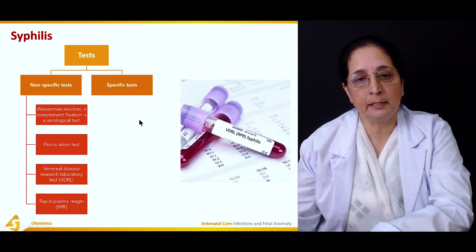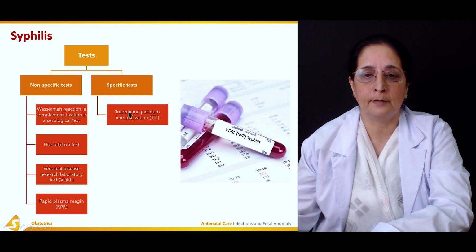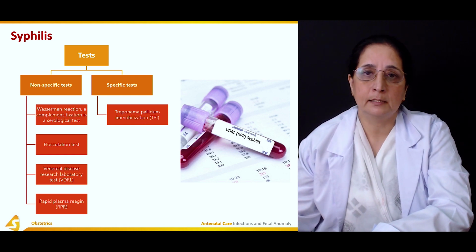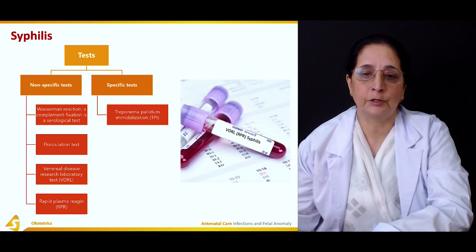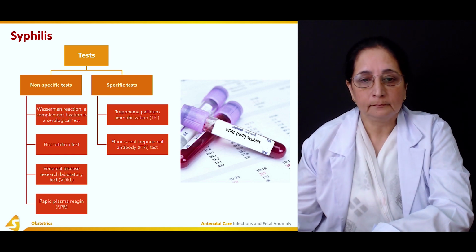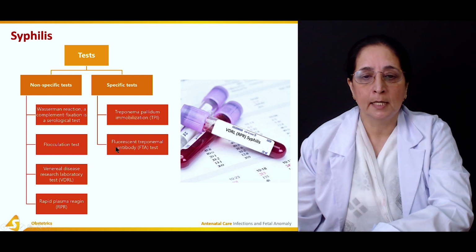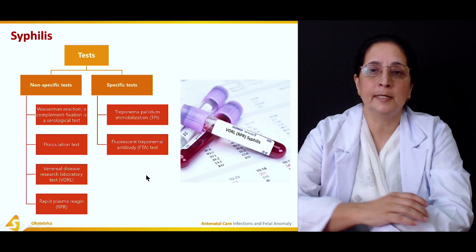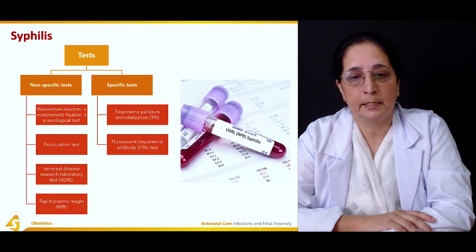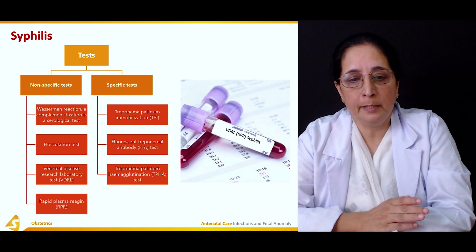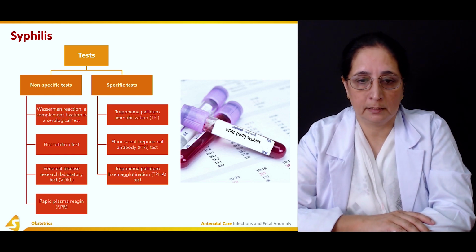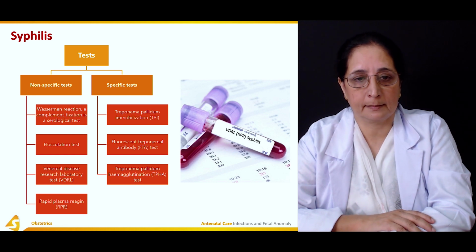Then some specific tests just for the syphilis, we have Treponema pallidum immobilization test. The specific cause of syphilis is Treponema pallidum. And then also fluorescent treponemal antibody tests. And Treponema pallidum hemagglutination test. These are all the specific tests performed for the syphilis.